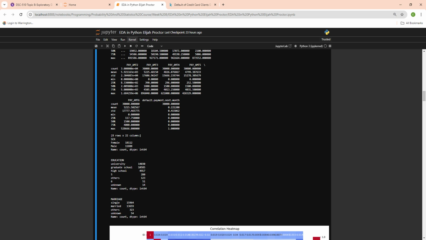Let's go over our categorical variable distribution. The dataset's demographic breakdown shows that there are more females than male clients.